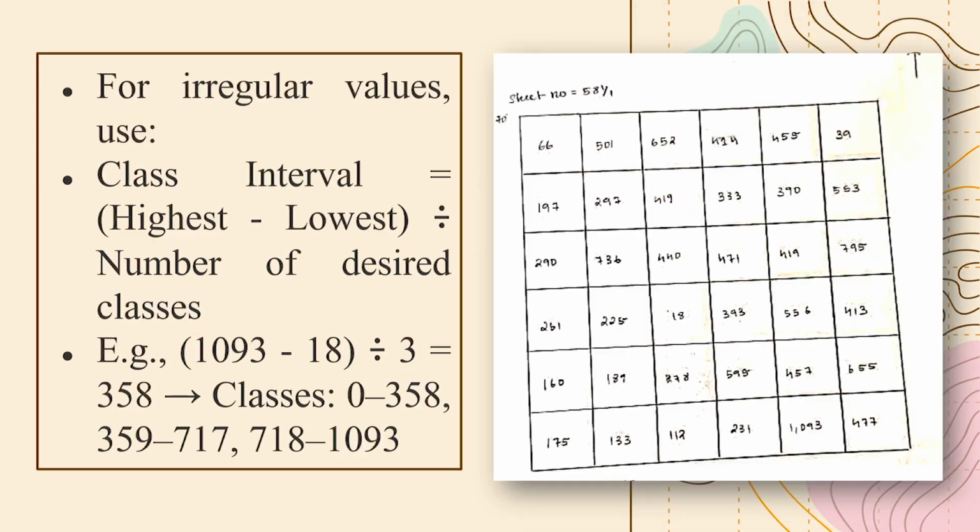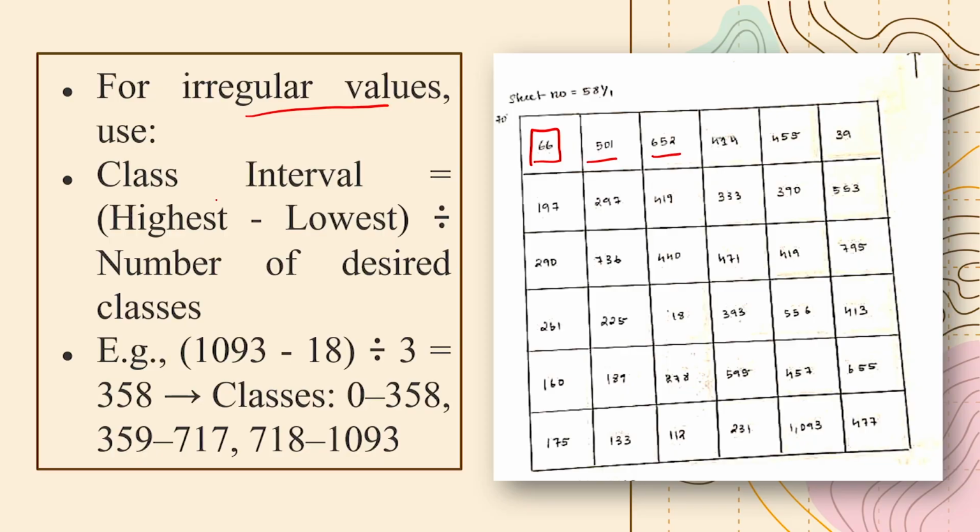Now, moving on to other real-world situations where you have irregular values. Here you can see in this graph we have 66, 501, 652, and how is it possible to classify into 3 classes? The same formula. Identify the highest value, which is 1093 here, and the very lowest value, which is 18 here. Substituting all these, 1093 minus 18, and here also we want 3 classes, so we will get a value of 358.